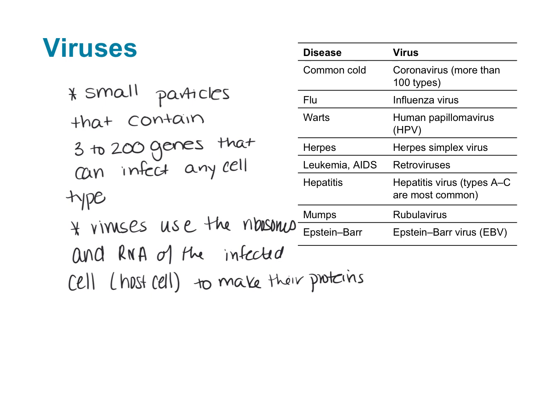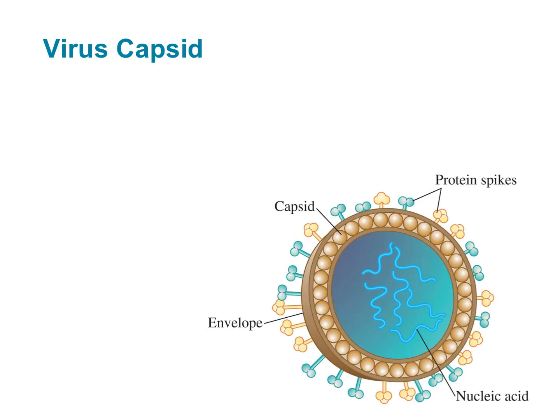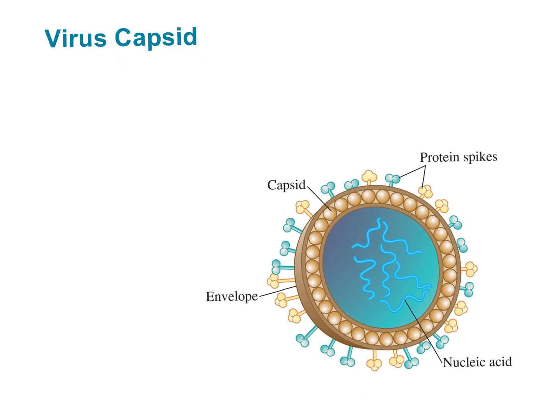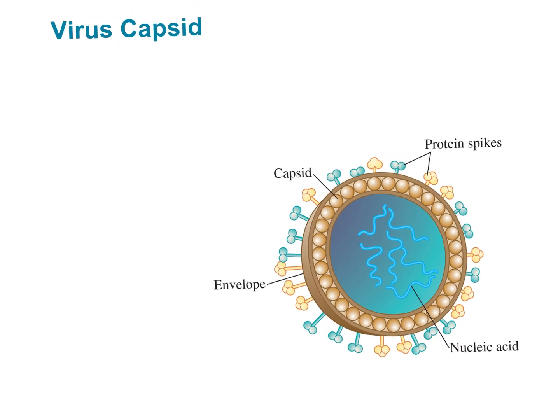So here's a list of common viruses that we run into. Luckily, we have a lot of vaccines that can help us fight against these viruses. So how exactly does this work? Well, we have a virus capsid. So we're going to start and look at the virus structure first.